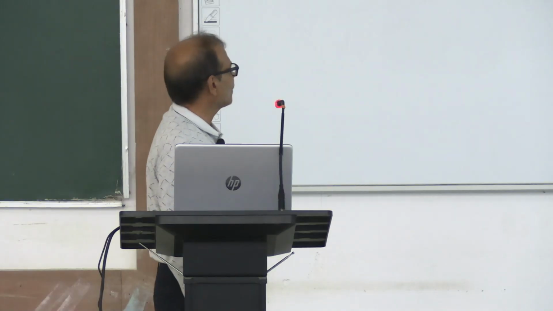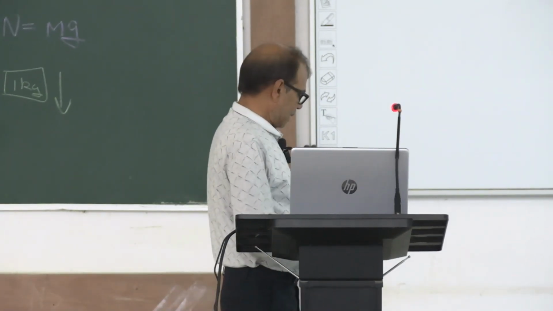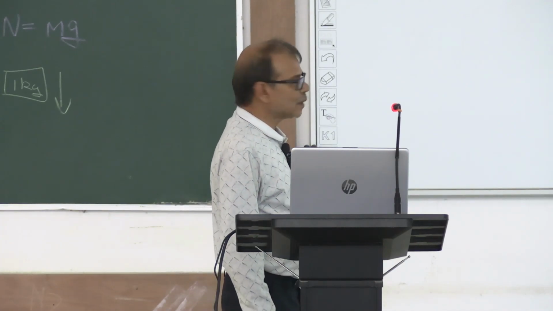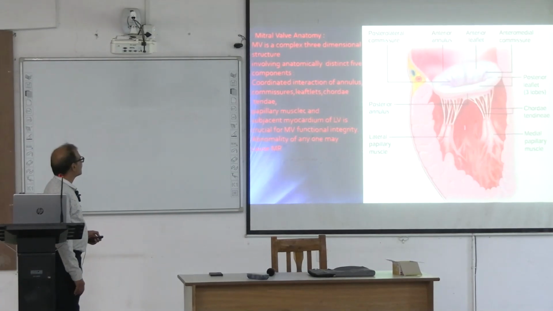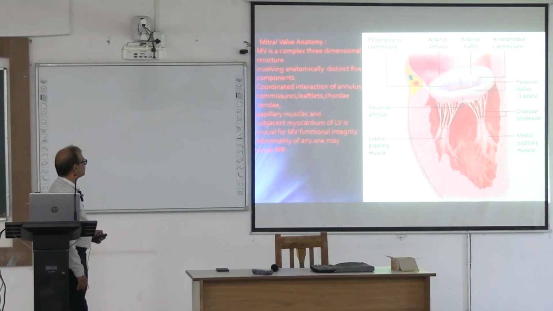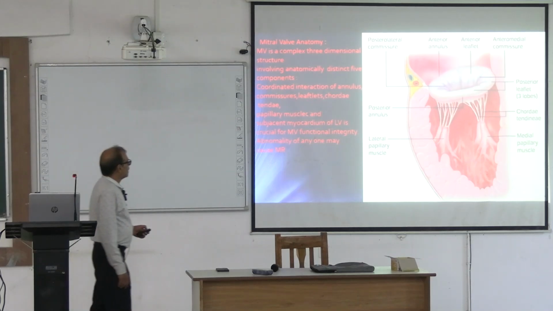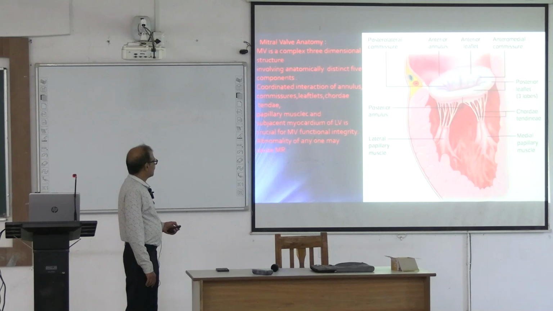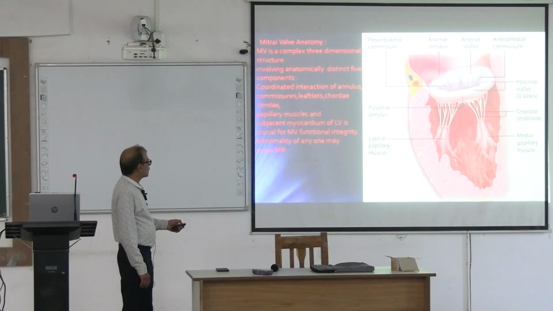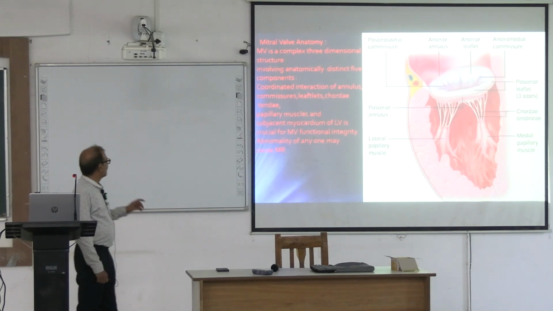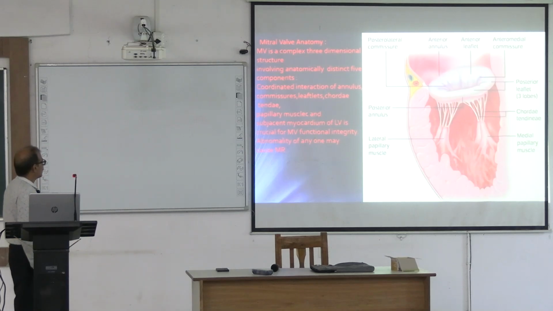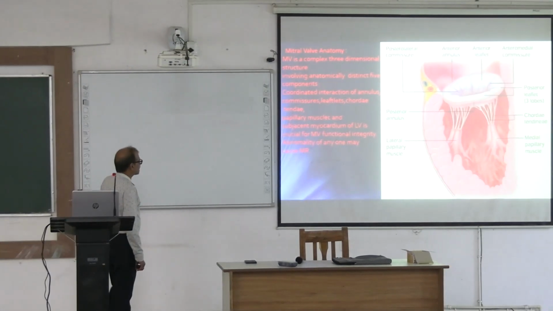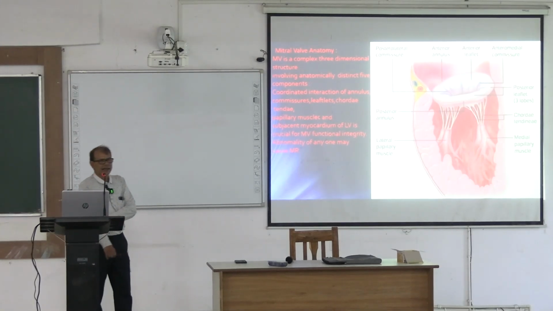Mitral regurgitation. Again, this slide does not need detailed explanation, as the components of the mitral valve were mentioned earlier. I am just trying to show the schematic diagram well. This is the posterior commissure, this is the anteromedial commissure, this is the posterior annulus, this is the papillary muscle. This is the chordae tendineae. This is the posterior leaflet, and these are the mitral papillary muscles. The five components: coordinated interaction of the annulus, commissures, leaflets, chordae tendineae, papillary muscles, and subjacent myocardium.